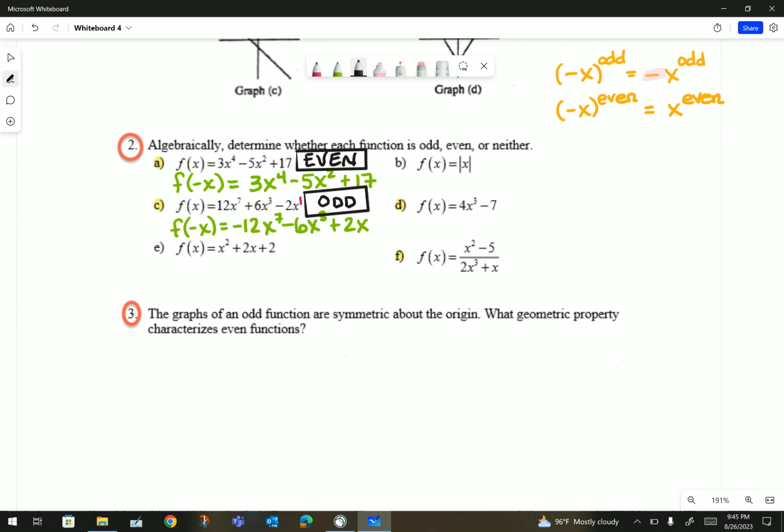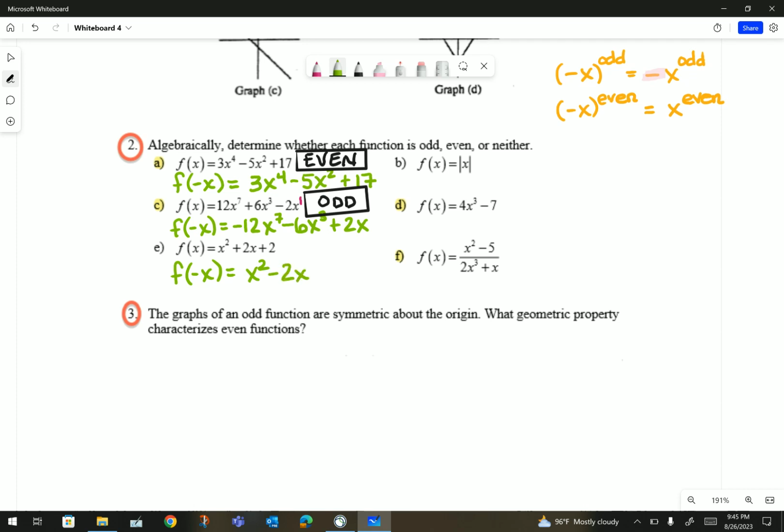So how does a neither problem look? Well, if you look at the next one, part C, this gives us an example. There's a mixture. That's how you know neither. So notice this was an even number, so x squared stayed the same. Positive 2x is odd, so it's going to switch.